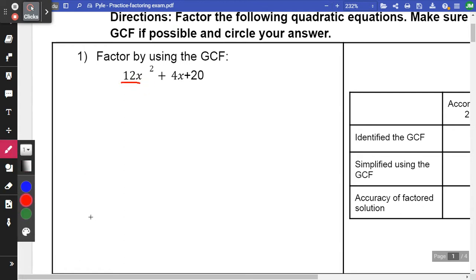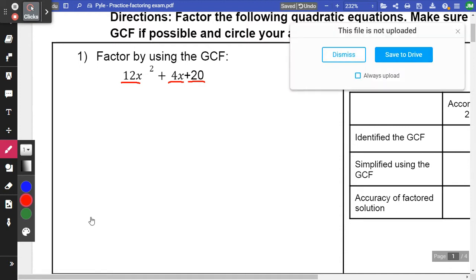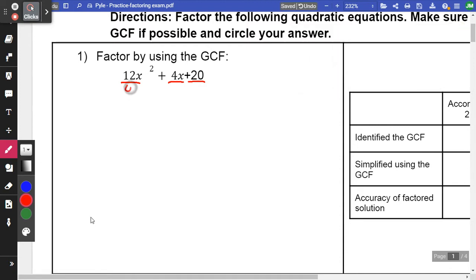All right, for this one, let's see if we can divide all these terms by the greatest common factor. In this case, they all share a common factor of 4. If we divide out a 4, we're left with 12 over 4, 3x squared, 4 over 4 is just 1x, and 20 over 4 is 5. All right, and this would be my answer because I can't factor this any further.